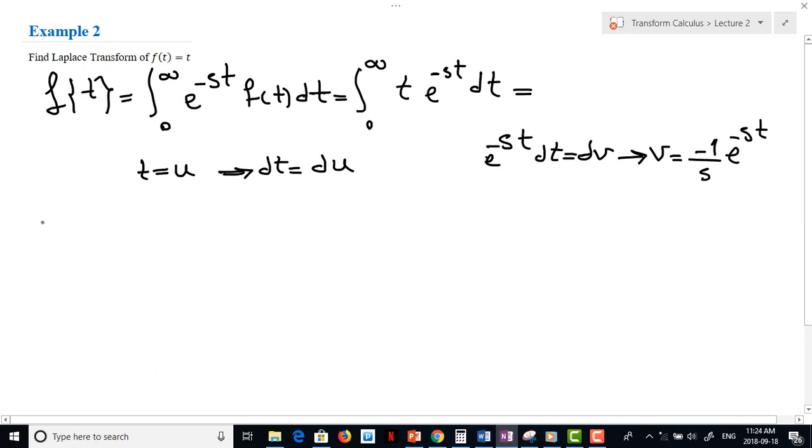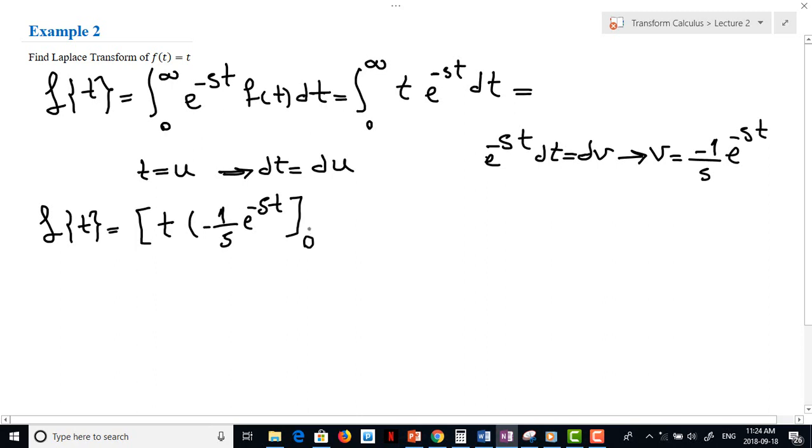Now we have u and v. We can find the Laplace transform of t, which is equal to this integral, the integral from 0 to infinity of t times e to the power of minus st. So it's equal to u times v. So u, we already had it, it's t. And v here we found is minus 1 over s, so it's times minus 1 over s e to the power of minus st.